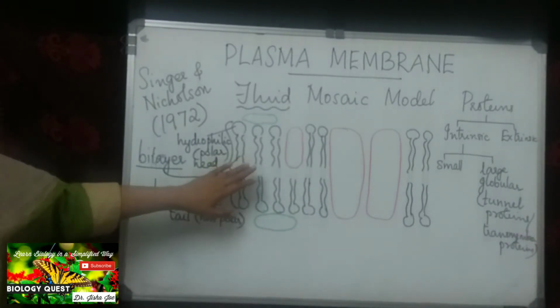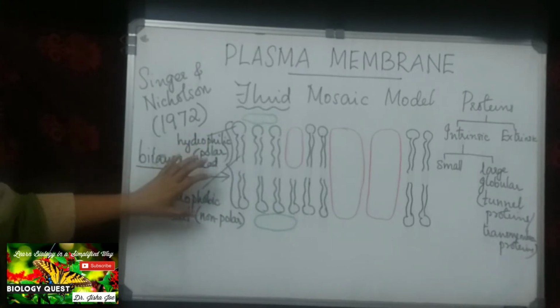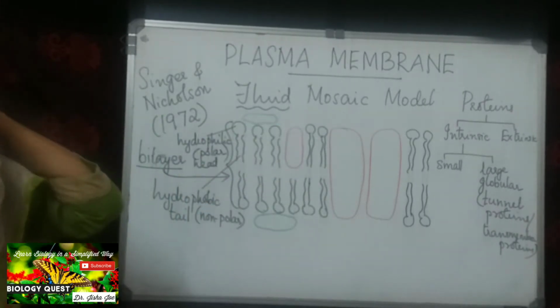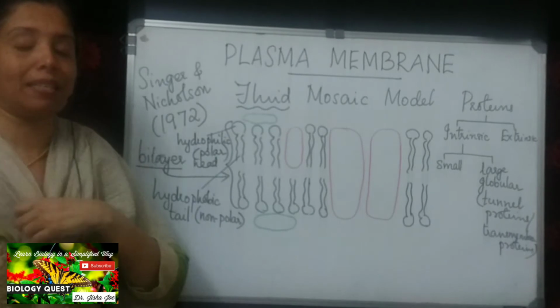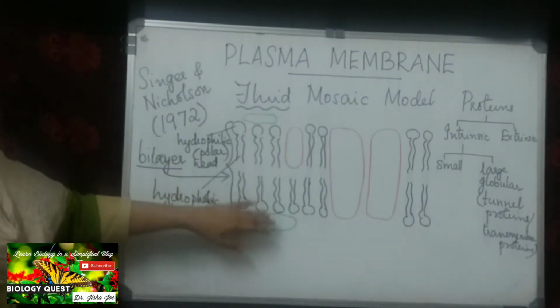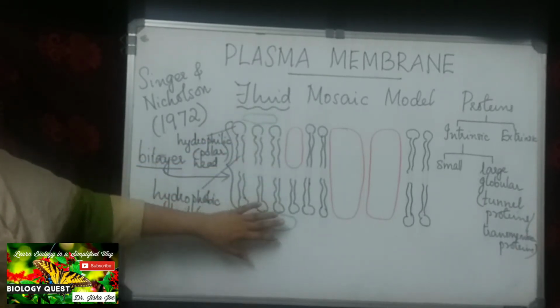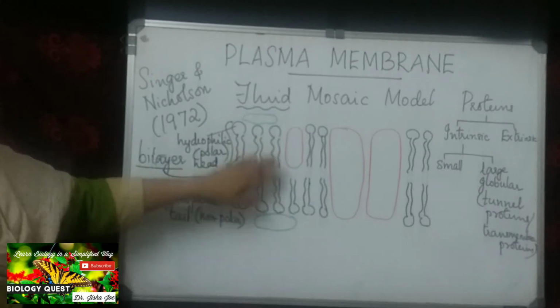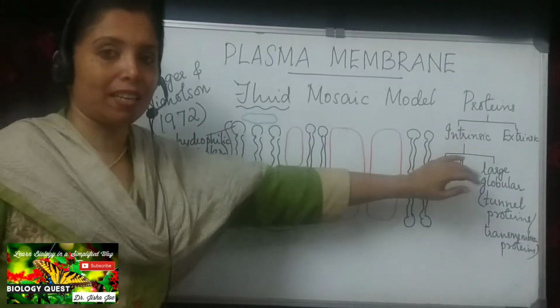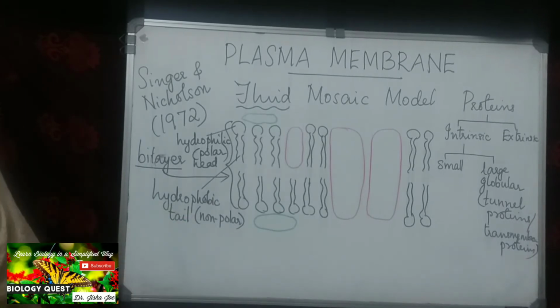So that is the arrangement of phospholipids. Phospholipids form a bilayer, and then there are two types of proteins, the intrinsic proteins and the extrinsic proteins. As you can see here, the green colored parts that I have marked form the extrinsic or peripheral proteins.